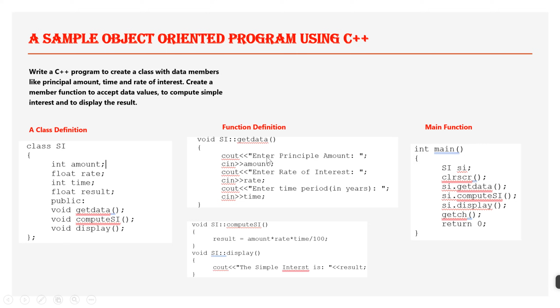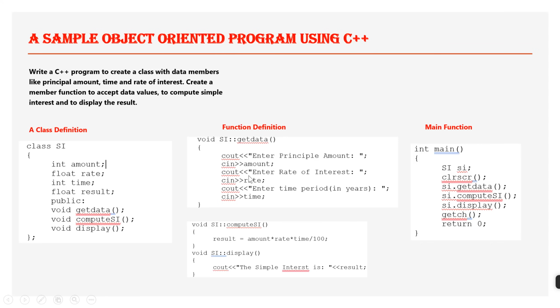Okay, what do I do here? I will read the value for amount. How? I give a statement: please enter the value for principal amount. So I have read the value for amount. Then enter the rate of interest, so rate also will have its value. Then enter the time period in years, so time gets its value. Through this get data function, I am reading the values for amount, rate and time. These 3 I have done.